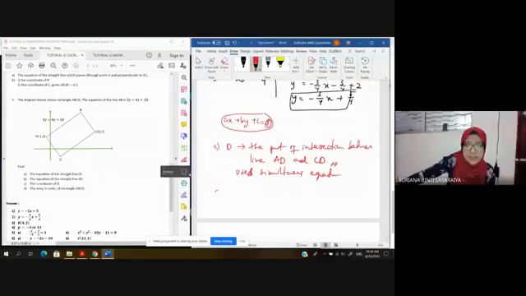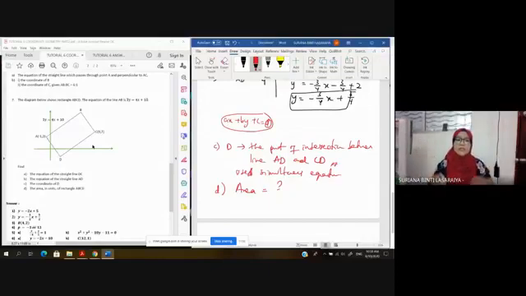Yes. Okay, D, finding area. Can you find the area? This one should be okay. You must find the lengths first. Length of AD and DC, use the formula for finding the distance between two coordinates. Easy, right?